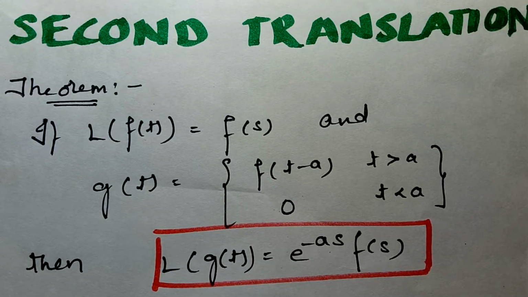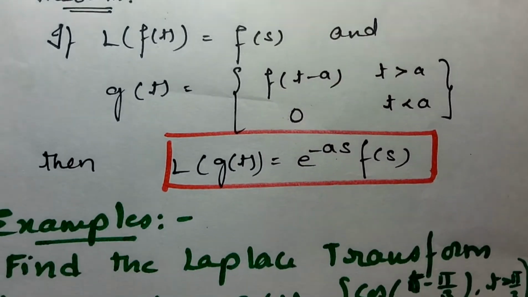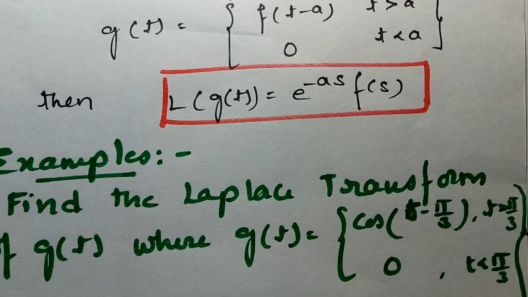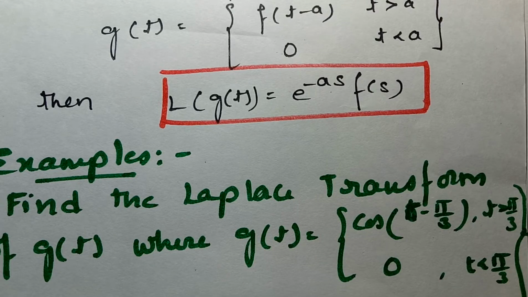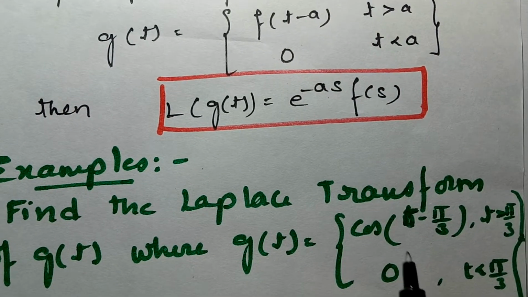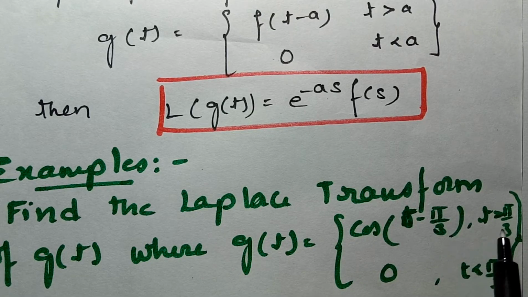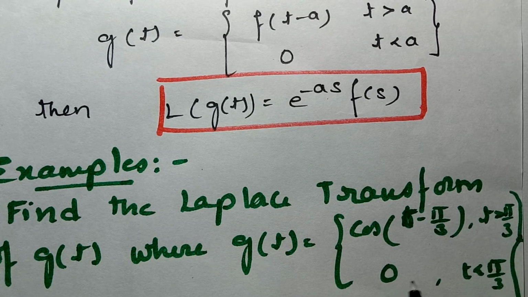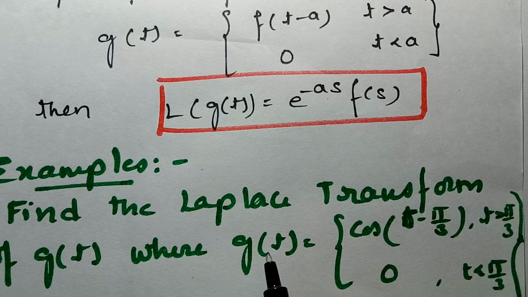So how we have to solve these kinds of problems, how we have to identify them, depends upon the second translation theorem. Hopefully, if you see a few examples, you will understand that this is the second shifting theorem. Find the Laplace transformation of g of t where g of t is given as cos of t minus pi by 3 where t is greater than pi by 3, and 0 if t is less than pi by 3. This is the second function g of t, and we have to find its Laplace transformation using the second shifting theorem.